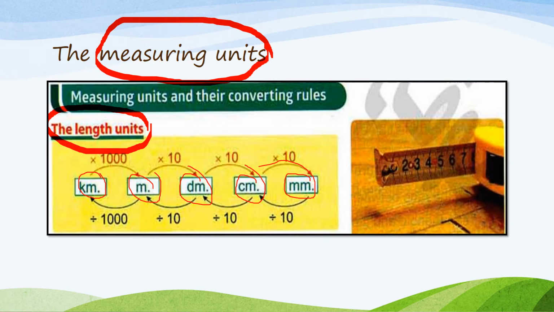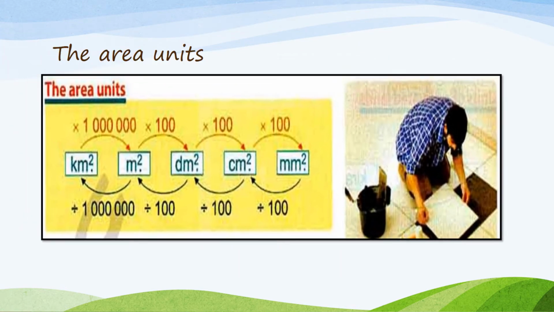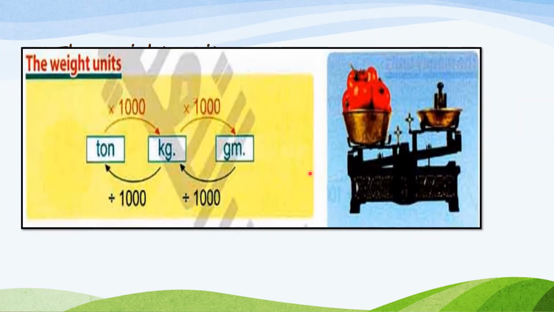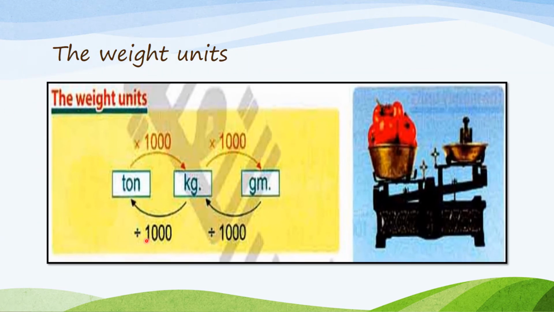Now we're going to talk about the area units. The area units are always squared, as you can see here. So the area units are measuring units but squared: kilometer squared, meter squared, decimeter squared, centimeter squared and millimeter squared, and this chart also shows us how to convert them. We also know the weight units, which we measure weight with, like the ton.